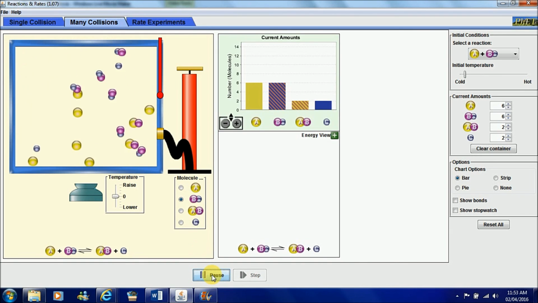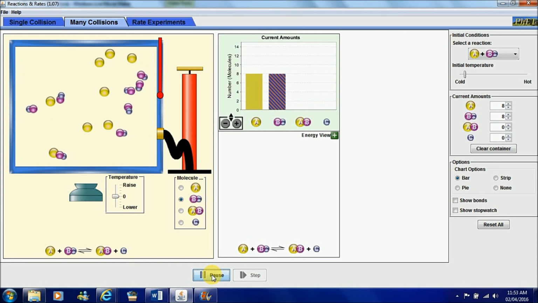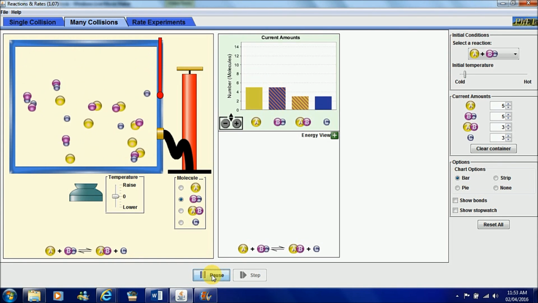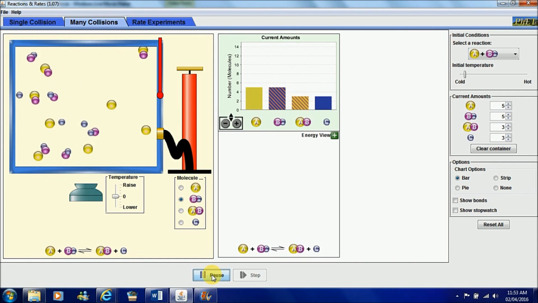This is just one of the simulations that I often use with my students. I really enjoy using PhET simulations to help students better grasp abstract ideas. And again, this is just one of the ones that I use on a fairly regular basis.